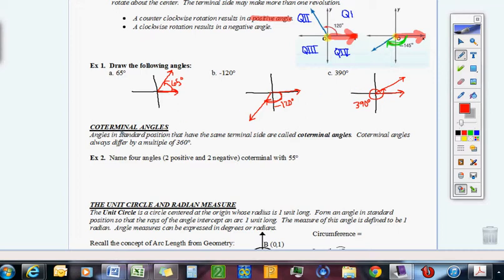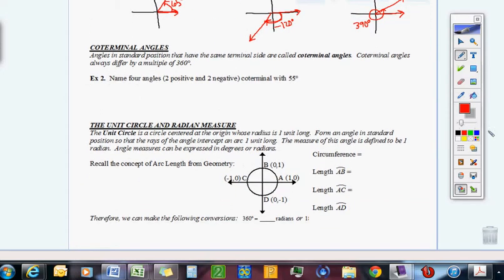The second learning target deals with coterminal angles. So if I'm looking at what a coterminal angle is, it says angles in standard position that have the same terminal side are called coterminal angles. Co means they share, terminal, they share the terminal ray. Coterminal angles always differ by a multiple of 360. So I'm going to highlight that. You should too in your notes. They always differ by a multiple of 360.